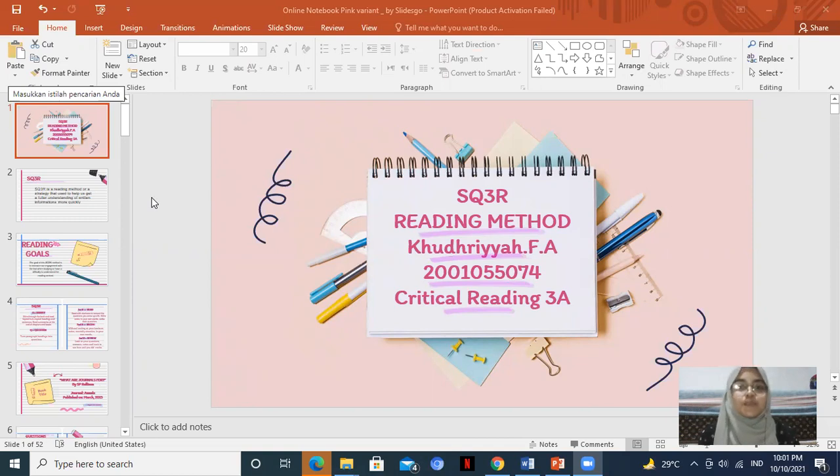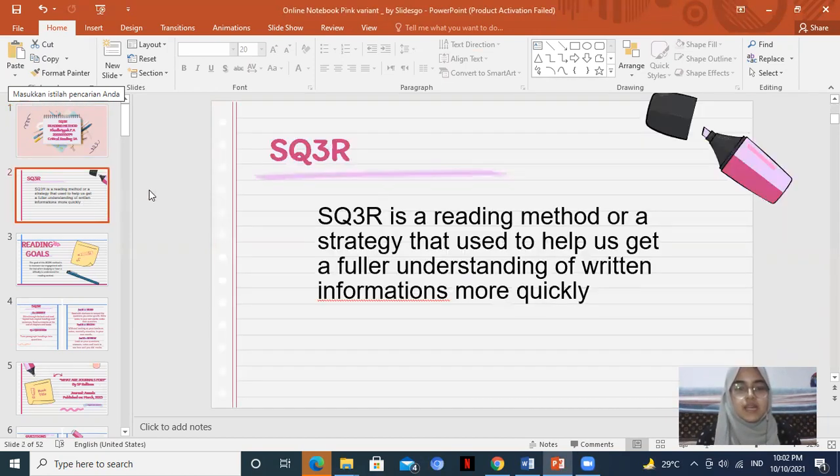Here I want to explain about the SQ3R reading method. Okay, we go to the next slide to explain what is SQ3R. SQ3R is a reading method or a strategy that is used to help us get a further understanding of written information more quickly.